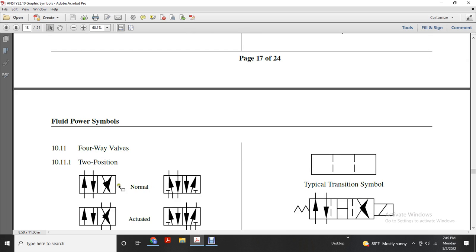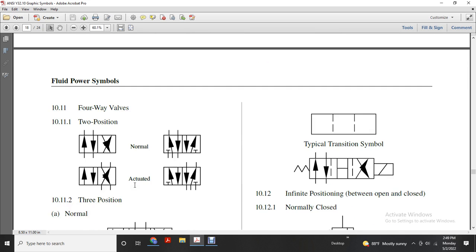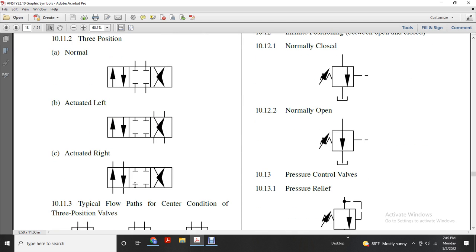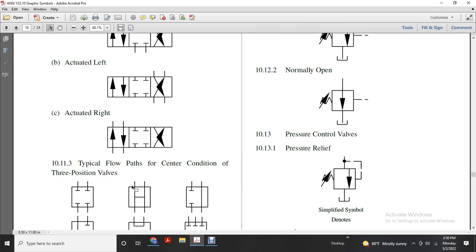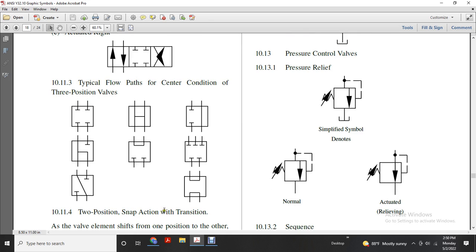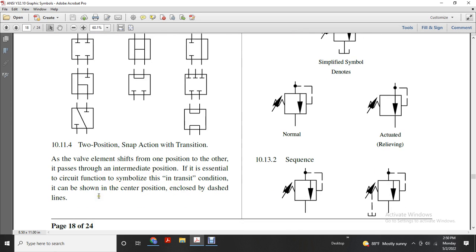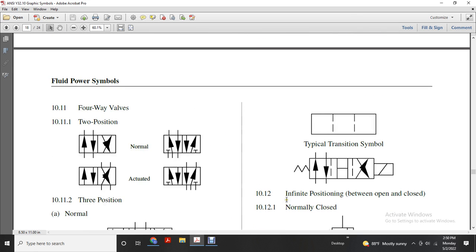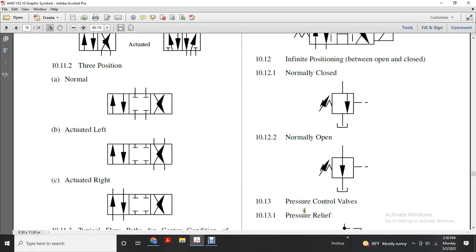Four-way valves, two positions, normal, actuated. Three position, normal, actuated left, actuated right. Typical flow path, center condition, three position. Two position snap action with transition valve element. Shifting from one position to the other passes through the intermediate position. The central circuit function is symbolized with the transition condition shown, with the center position enclosed by dash lines. Typical transition symbol, infinite position between open and closed, normal, open.